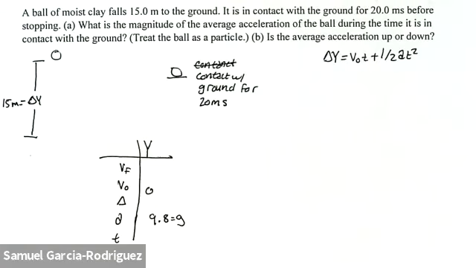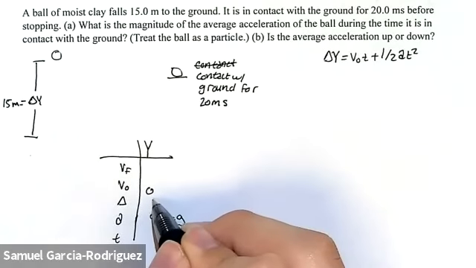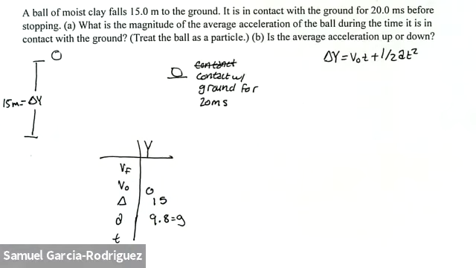Can we fill out any of the other boxes? Time? Yeah. So let's hold off on time. Delta y is 15. Okay, and then that's about it. There really isn't anything else we can fill out.